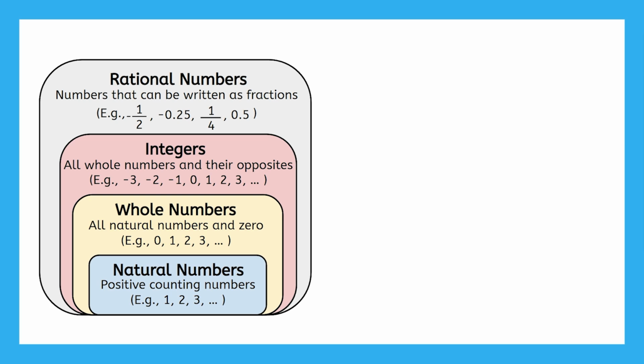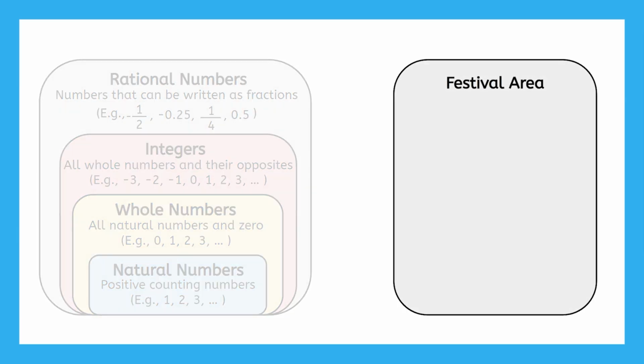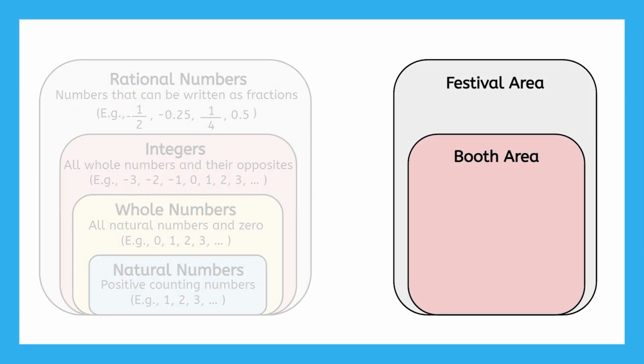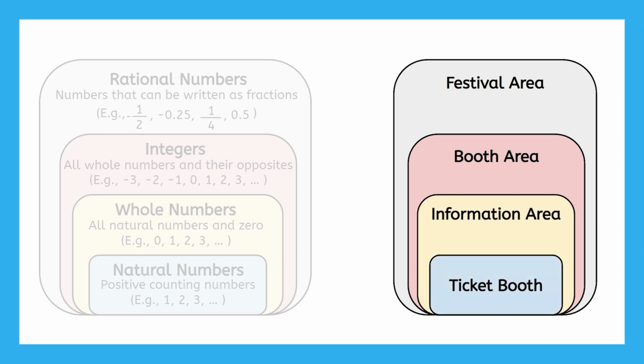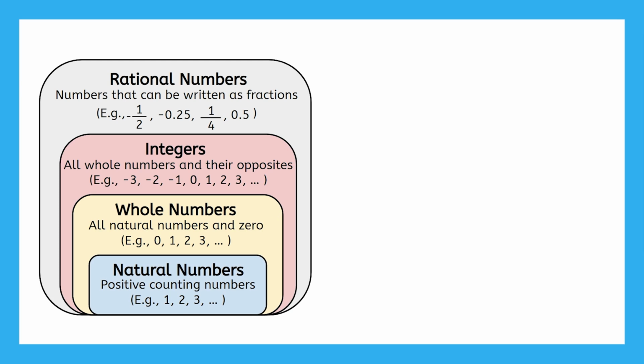This diagram reminds me of our map. Just like how the entire festival area includes the booth area, it also includes the information area and ticket booth. Rational numbers include integers, whole numbers, and natural numbers. Knowing how these categories fit together will help us understand types of numbers and their properties.